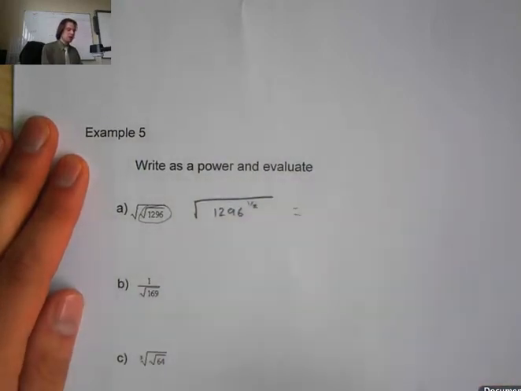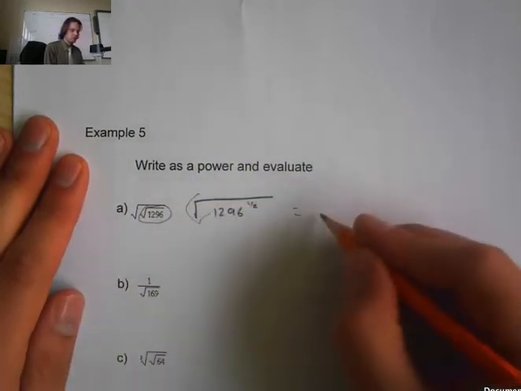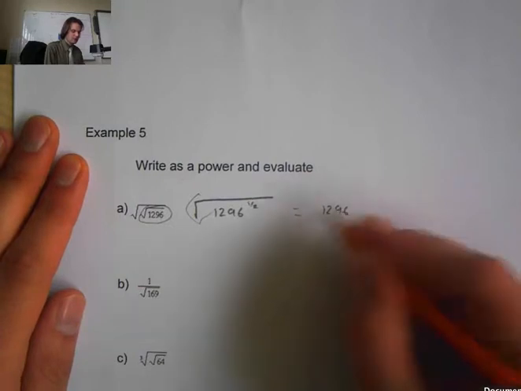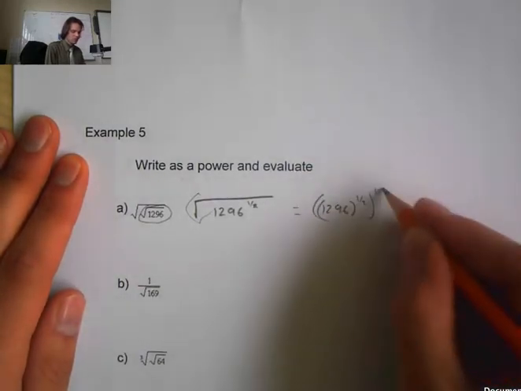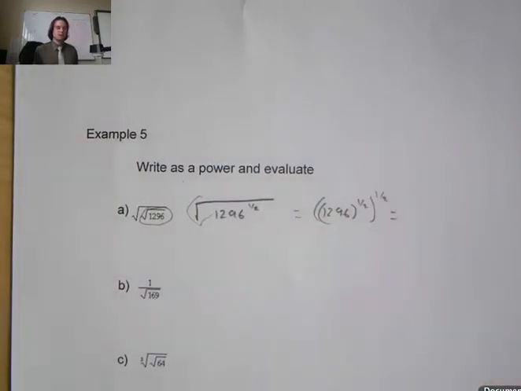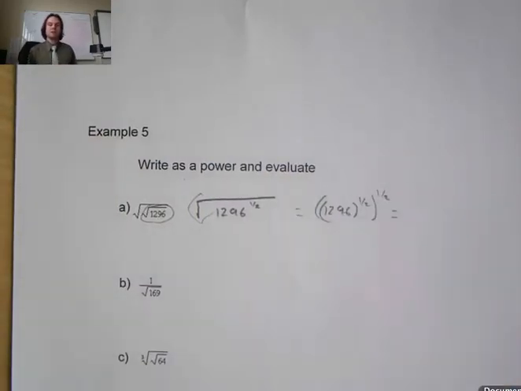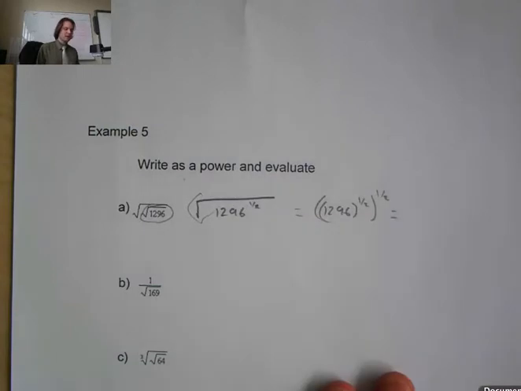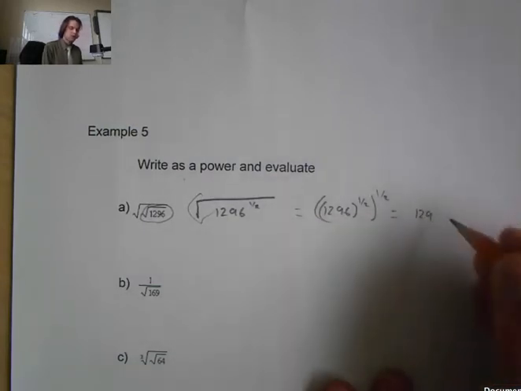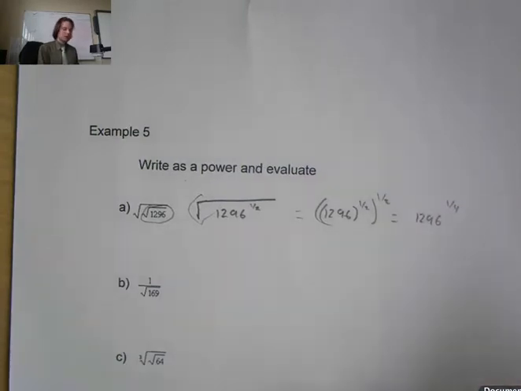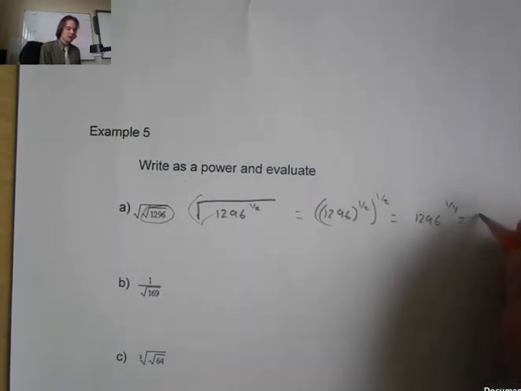Okay? Now, this here means 1 over 2 as well. So I have 1,296 to the 1 over 2, to the 1 over 2. Now I have a power to a power, so I can simplify this. What's 1/2 times 1/2? 1/4. So I'm going to have 1,296 to the 1 over 4. Then I could punch that into my calculator, and I'm going to get, I believe, 6.